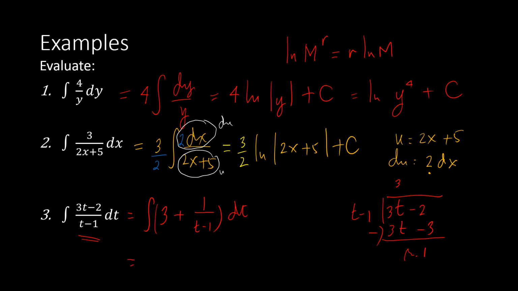So we evaluate 3 dt, which is equal to 3t, plus the integral of dt over t minus 1. That will be of the form du all over u, which is equal to the natural logarithm of the absolute value of t minus 1 plus c.